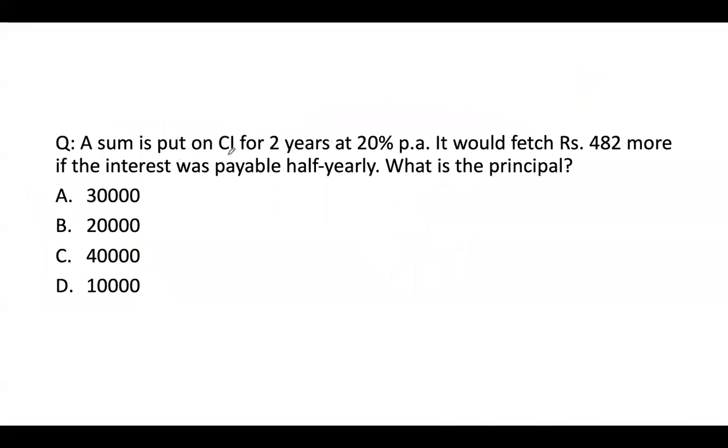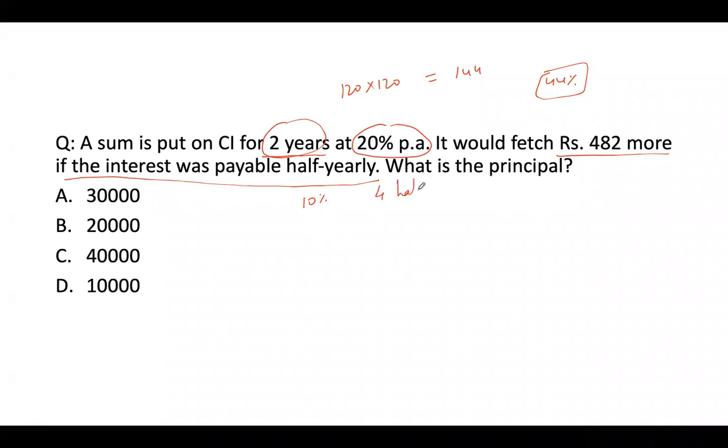A sum is put on compound interest for 2 years at 20% per annum. It would fetch 482 more if the interest was payable half yearly. So instead of taking 20% for 2 years, which is 120 by 100 into 120 by 100, which gives 144, which is 44% interest normally. If I take it half yearly, that means 10% for every half year, and 2 years means 4 half years will be there. So if I take 110, 110, 110, 110, 4 times and compound them, it is nothing but 11 power 4. If zeros are cancelled, 11 power 4 is 14641, which is 1.464.